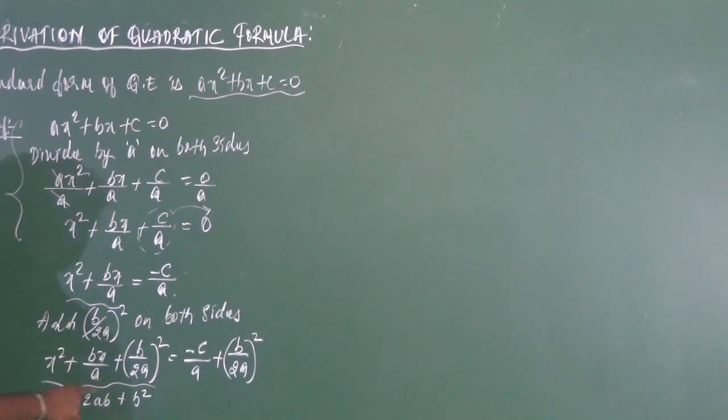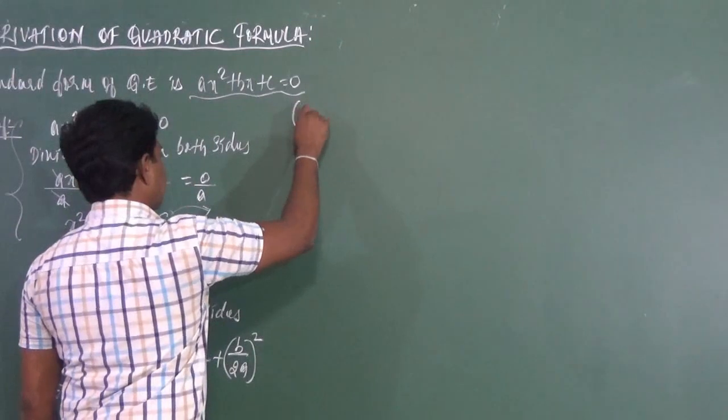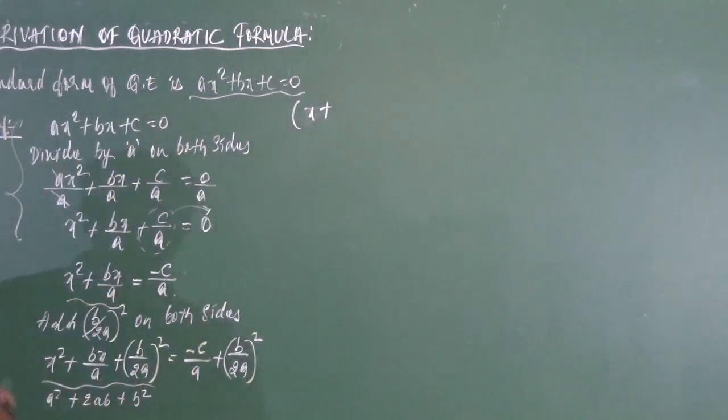You have to write this in a plus b whole square. So a square is x square, then a is x, that is x plus b by 2a whole square is b square. Then what is b? b by 2a. Take square root on both sides.